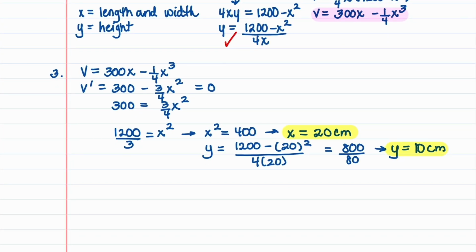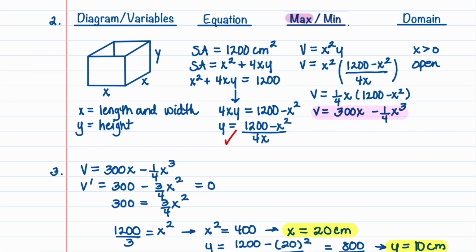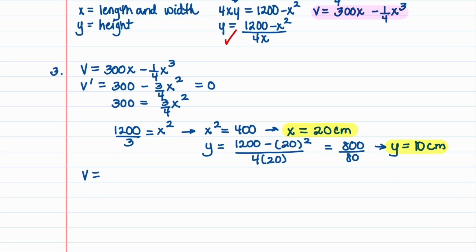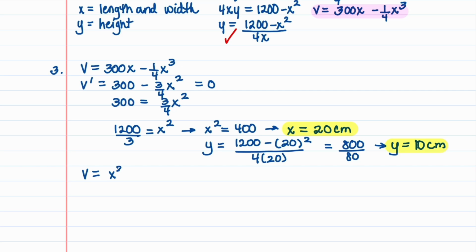Now what we need to do is find our maximum volume. So let's write down our equation for V. We can pick two of them: V is x squared y right here, or the one we have below that. Let's use the x squared y. That one's going to be easier. So V is x squared times y. x is 20, so this is 20 centimeters squared, and y is 10 centimeters. So this is 400 times 10, which gives us 4,000 centimeters cubed.